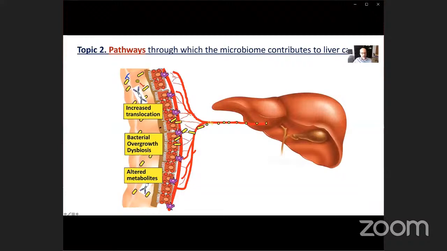Dysbiosis driving some of this. There's bacterial overgrowth also in the upper GI tract, and there are altered bacterial metabolites that can also reach the liver. And altogether, this changes inflammation, metabolism, proliferation, fibrosis, and immunity in the liver, which can set the stage for liver cancer development.